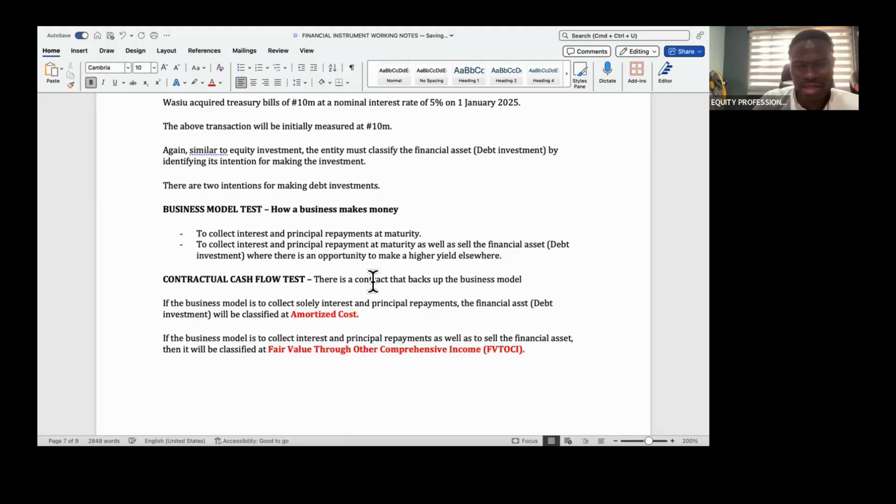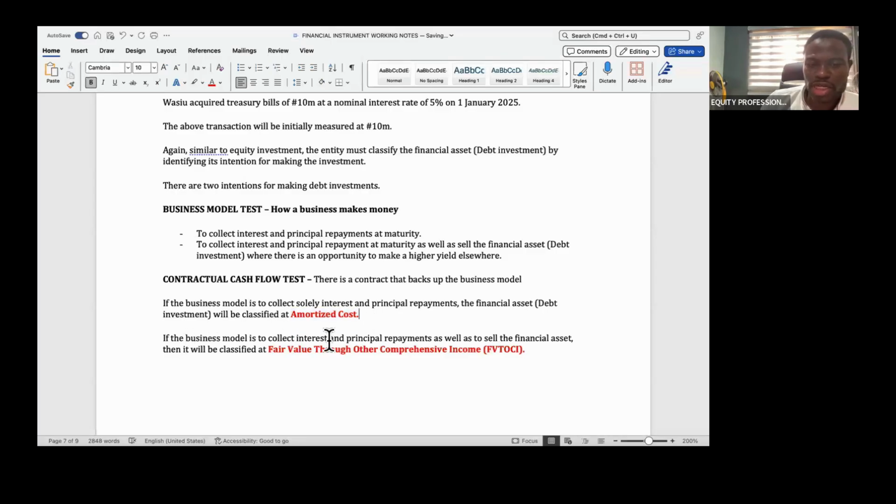This one, you can keep writing it in the exam because it's constant, it's always there. So if you want to answer this one now, you say if the business model is to collect solely interest and principal repayments, and also there is a contract that shows that it will collect this interest, then the financial asset will be classified at amortized cost.